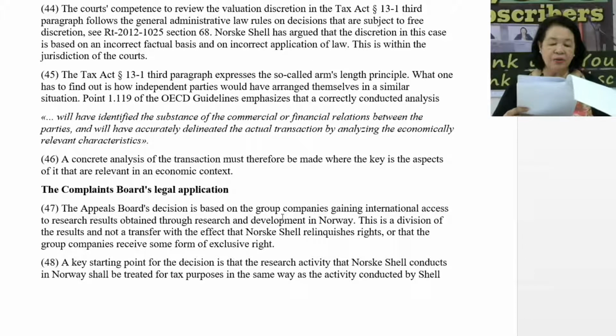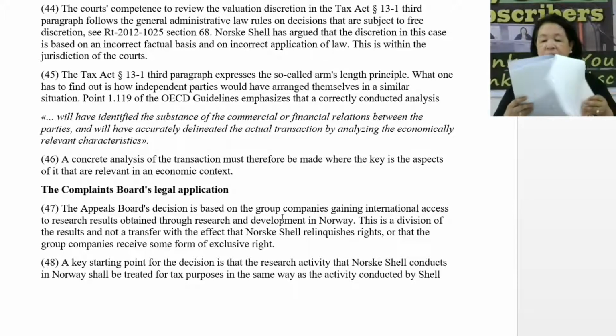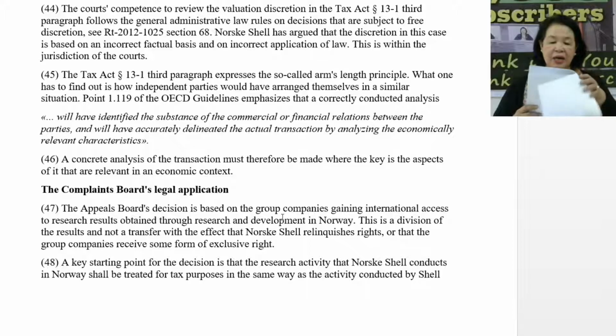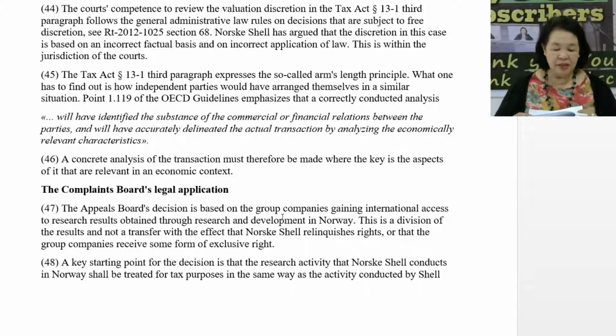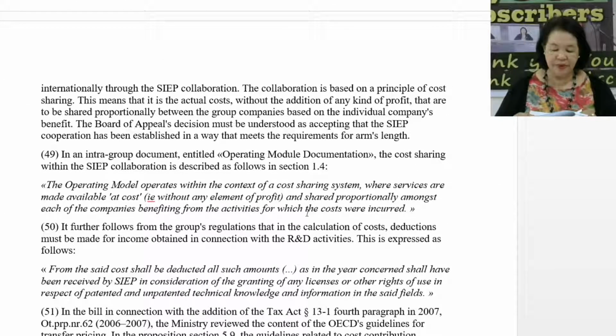Okay. So a concrete analysis of the transaction must therefore be made where the focus is on the aspects of it that are relevant to an economic context, no? So the complaints board legal application. The Board of Appeals decision is based on the fact that the group companies have gained international access to research results obtained through research and development in Norway. This is a division of the results and not a transfer with the effect that Norske Shell relinquishes rights or that the group companies receive some form of exclusive right. No? So, yan ang sinabi ng board.